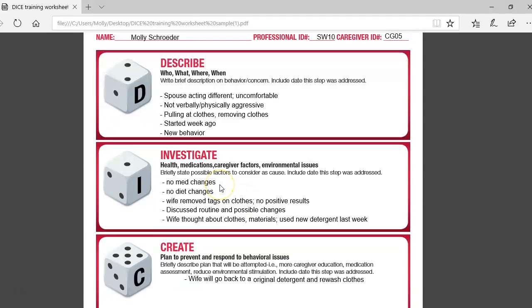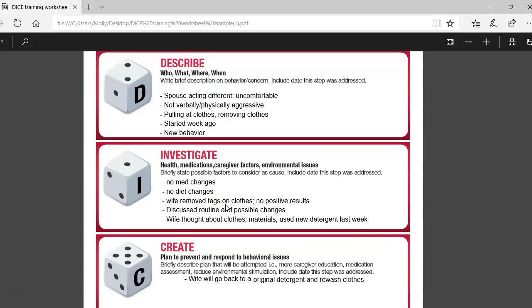Down here for the investigate part, as I talked with the spouse some more, or the wife, we discussed the possible factors that could have been causing it. So we looked at medications, which she denied there were any new medication changes. There were no diet changes. The wife informed me that she was pretty certain it had something to do with his clothes, and he was acting like the tags were itching, so she removed the tags. However, this yielded no positive results.